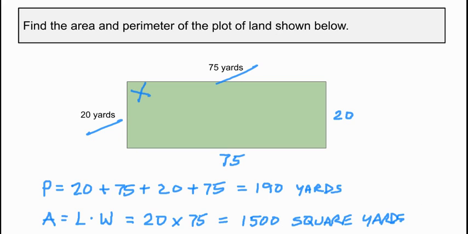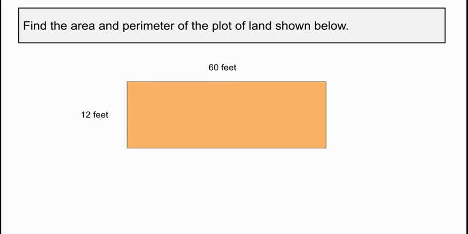Okay, let's look at a similar problem for you to practice on. Find the area and perimeter of the plot of land shown below. Now note the units have changed and the numbers have changed. Instead of yards, now we're getting a dimension in terms of feet. And the short side is 12 feet and the long side is 60 feet.